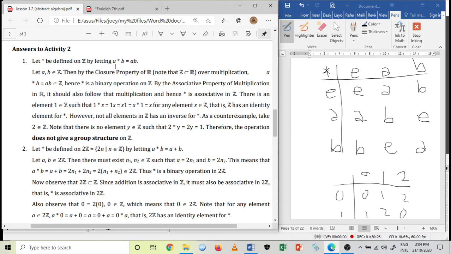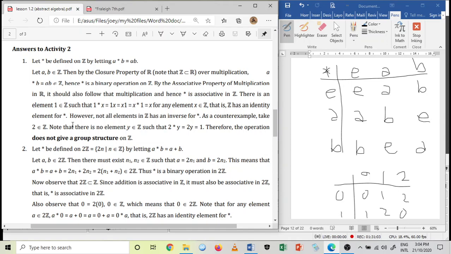Okay, we know that it is closed, well defined, because any integer multiplied by another integer is still an integer. Hence, the operation is a binary operation. The associative property of multiplication in the set of real numbers would imply that it will also be associative in the set of integers, since the set of integers is a subset of R. And there is an element 1 in the set of integers, where if we multiply it to any element x, the result will be x. So there is an identity.